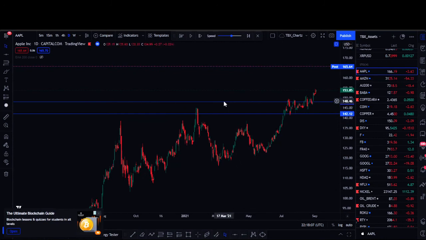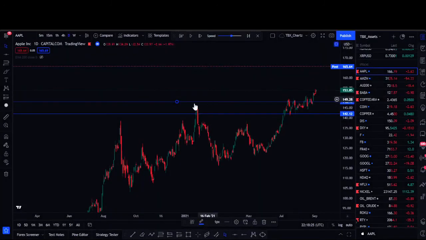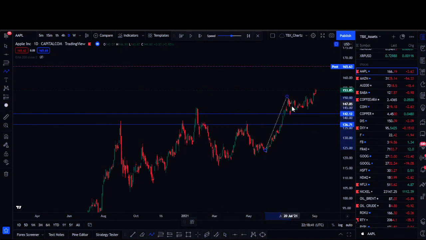Now some of you might ask why didn't I put this here to form a nice support, and at least this is recently tested. It's even more recently tested than putting it here. And the reason why I can't put this here is because price has broken this high already. Price has broken this high already, this high. It has retested the high and it has broken this high.